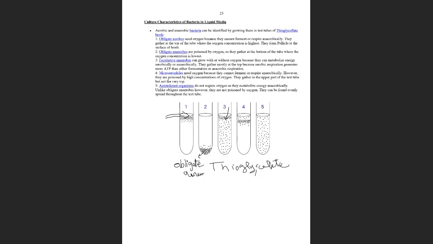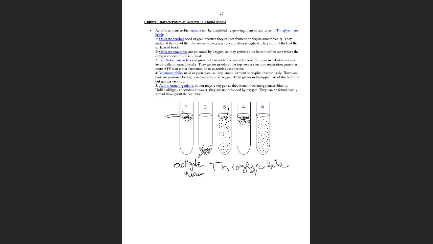Facultative anaerobe. Okay, see, they grow fine with or without oxygen. Although since they love oxygen, they will prefer to have it, but if it's not there, they will be doing just fine.